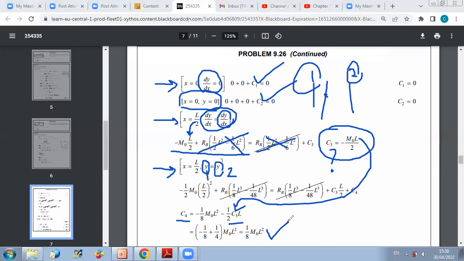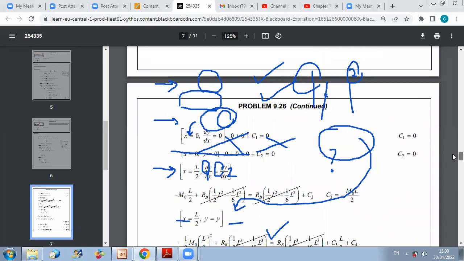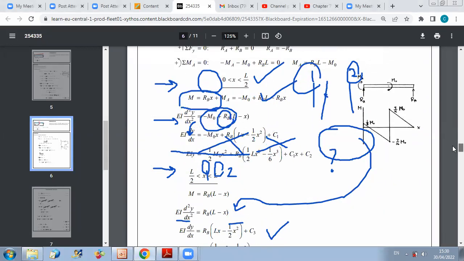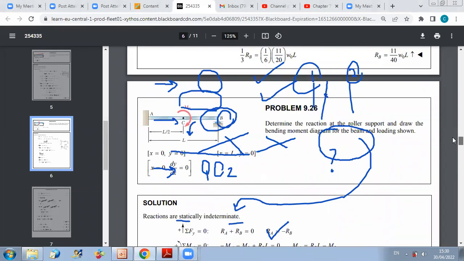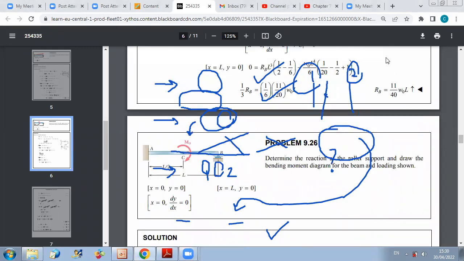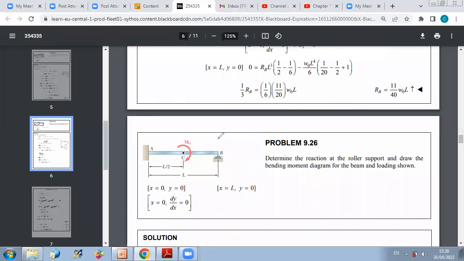So I found C1, C2, C3, and C4 by using 2 conditions on deflection and slope at A, and 2 continuity relations at the point separating the 2 sections. But I should keep in mind that there is one relation that I didn't use yet, which is that y at B, the deflection at B, is 0. And of course, for the deflection at B, I should take the equation I got from the second section, because B is only in the second section, it's not in the first one.